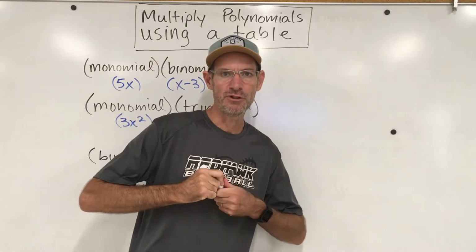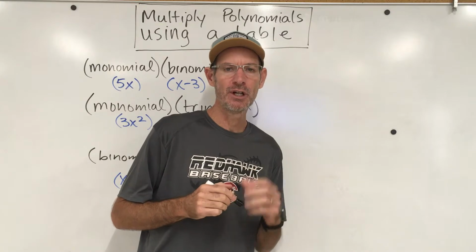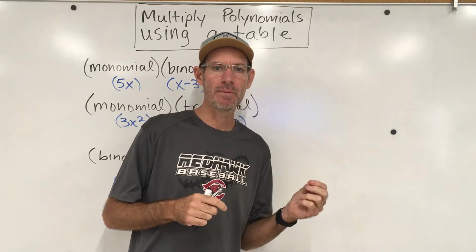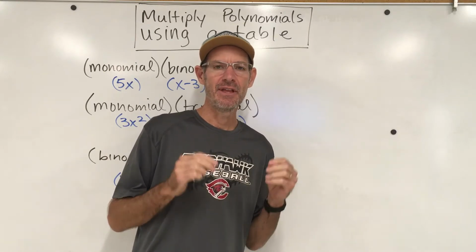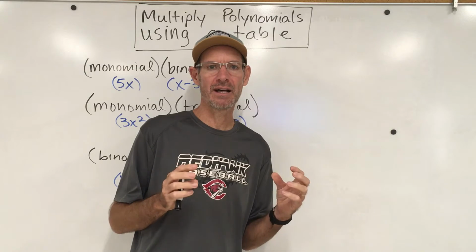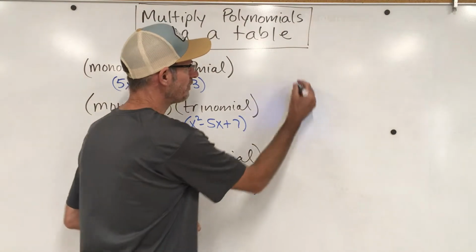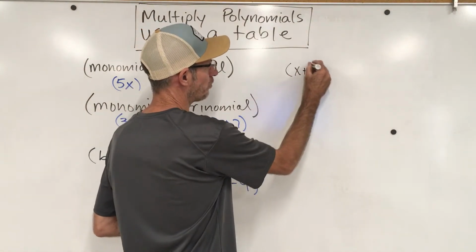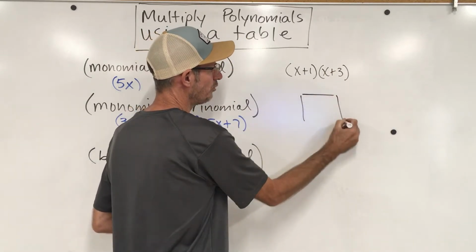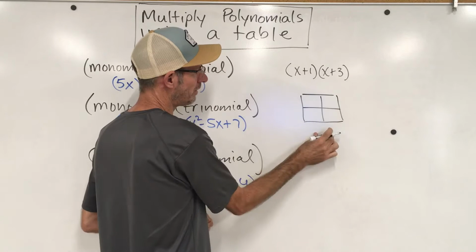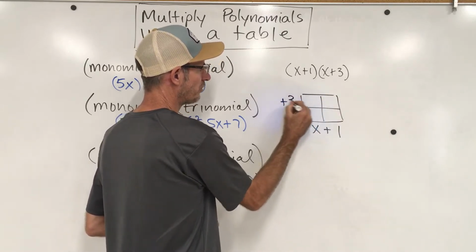All right, Math 2 students, you guys already know how to multiply a binomial times a binomial three different ways. There's the distributive property, there's the FOIL method, and then there's the method where you use a table to organize your answers as you multiply. So a binomial times a binomial would be x plus 1 times x plus 3, and you would use a 2 by 2 table so that you have columns for your x and your plus 1 and rows for your x and your plus 3.